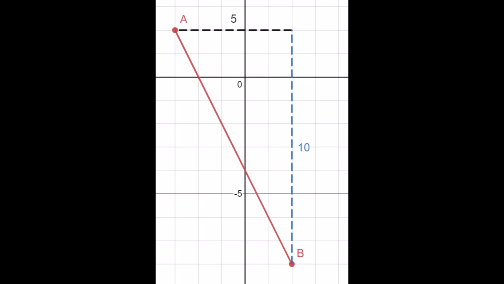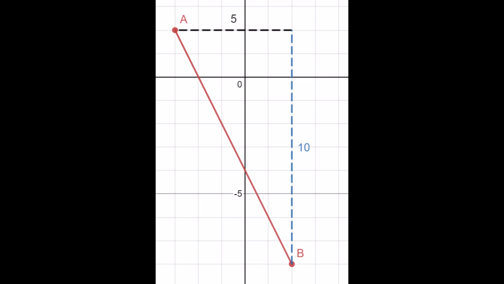Next, we need to find what the ratio of AP to AB is. Since we have the ratio of AP to PB, and we know that the segment AP plus the segment PB makes up the segment AB, we can say that the ratio of AP to AB is 2 to 2 plus 3, which is 2 to 5. This means that point P is 2/5 of the way from point A to point B.